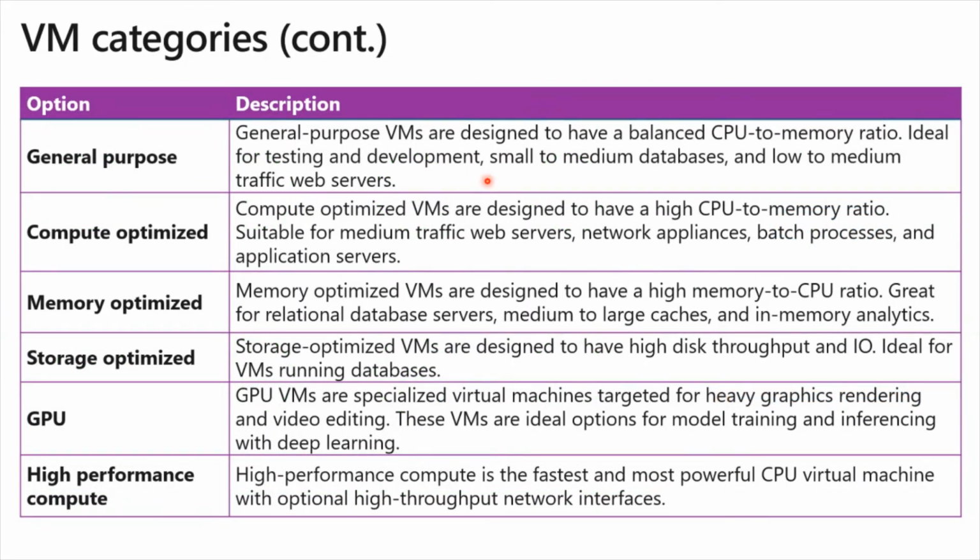General purpose virtual machines are designed to have a balanced CPU to memory ratio, ideal for testing and development, small to medium databases, and low to medium traffic web servers. And generally, these are used for small purpose things. Then compute optimized, which are for high performance compute operations. Memory optimized, then you have storage optimized. You have GPU high performance compute options.